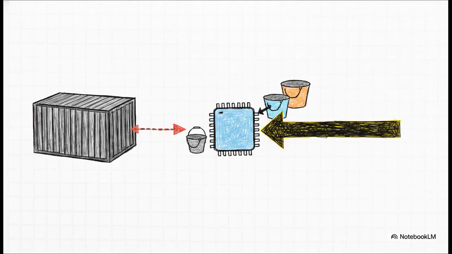But wait, raw gigahertz numbers really aren't the whole story. You also have to look at IPC, or instructions per cycle. That's basically how much actual work gets done per clock tick. A modern 3 gigahertz chip will absolutely destroy an older 4 gigahertz chip just because its internal architecture is way more efficient per tick.